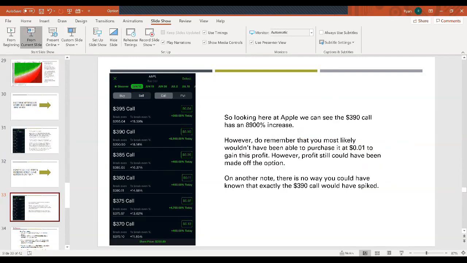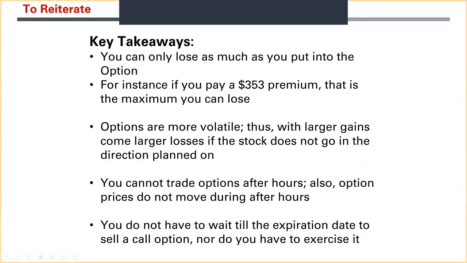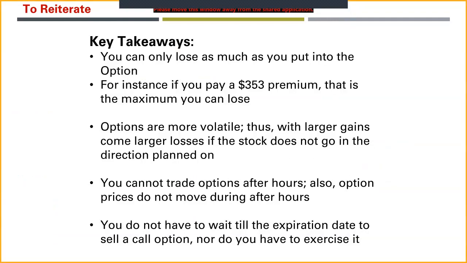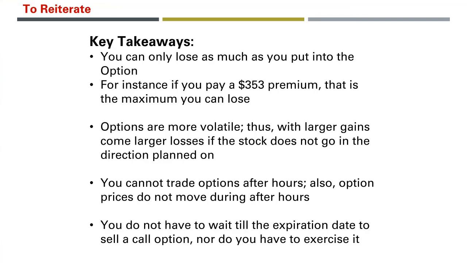All right, so key takeaways here. Once again, you can only lose as much as you put into the option. You pay 353 premium, that's the max you can lose. They're very volatile. With larger gains come larger losses if it doesn't go in the direction planned on. You cannot trade options after hours. So if the stock goes down from $300 to $250, you still can't sell the option until the next day.